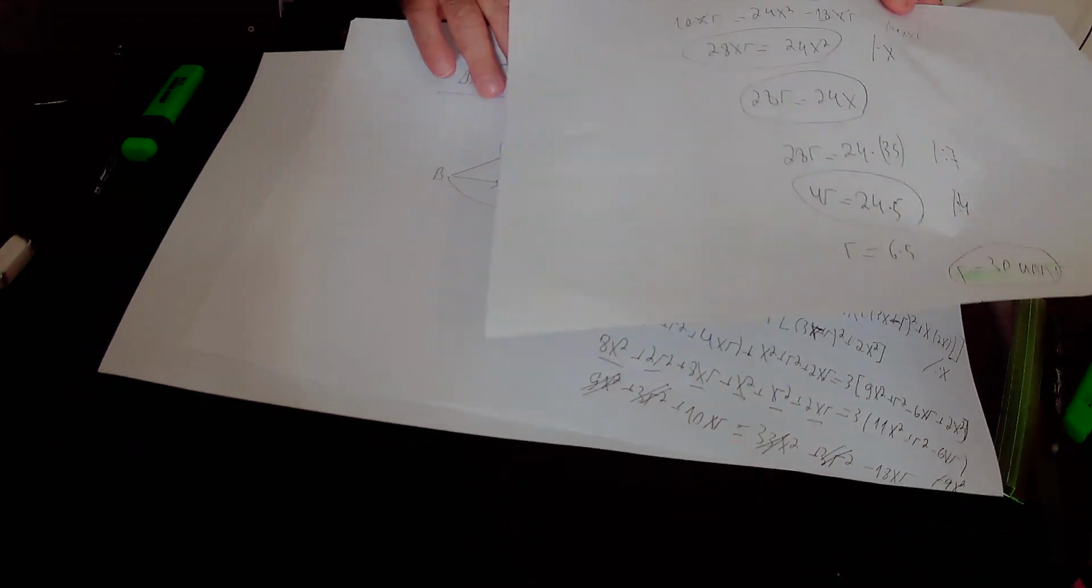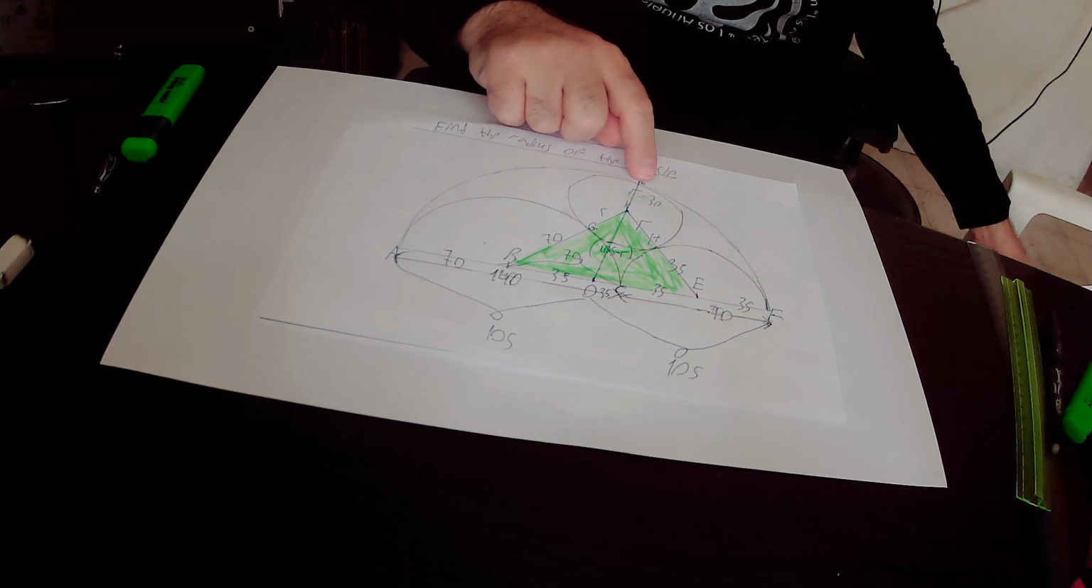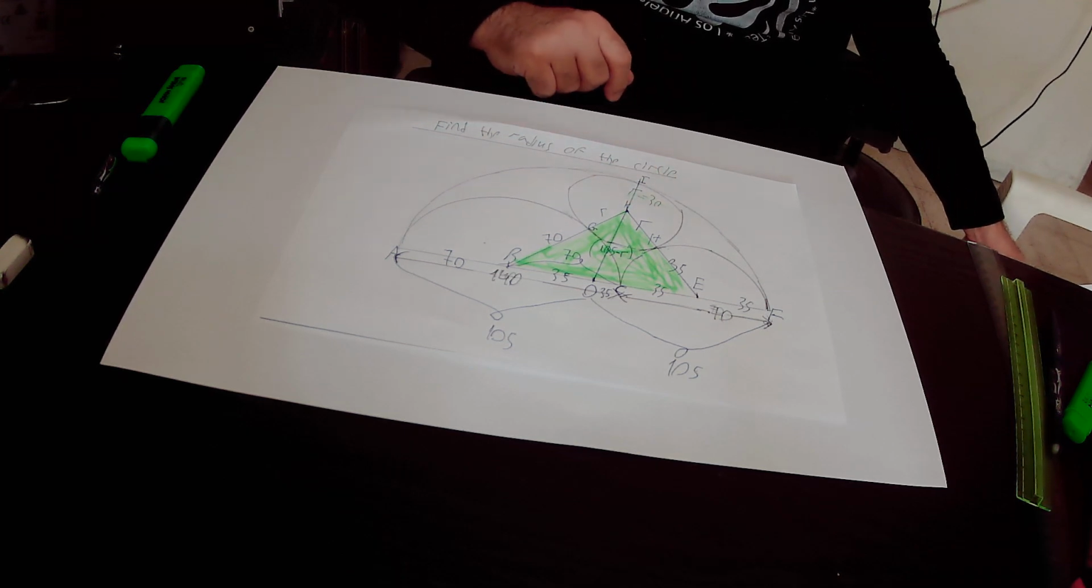Here, the radius of this circle, R, equals 30 units. Okay, thank you very much.